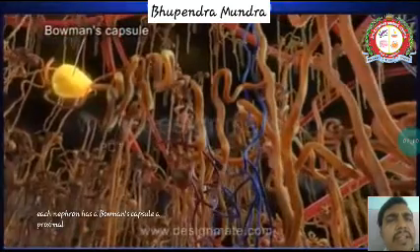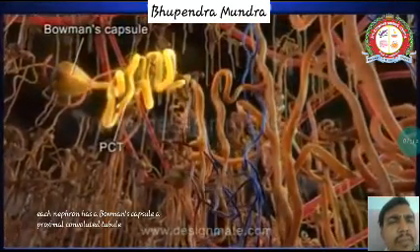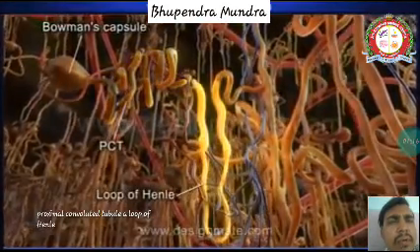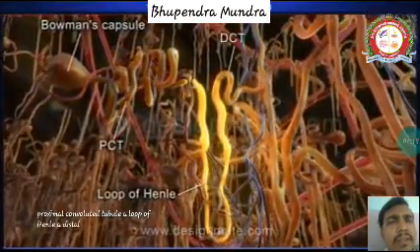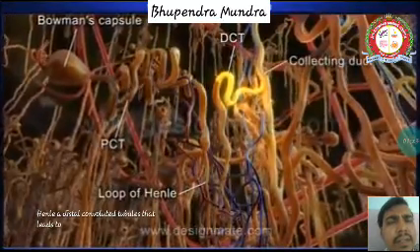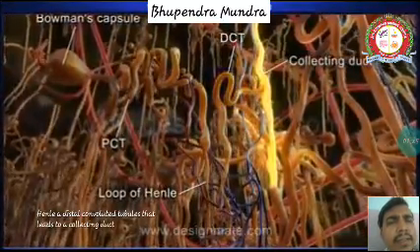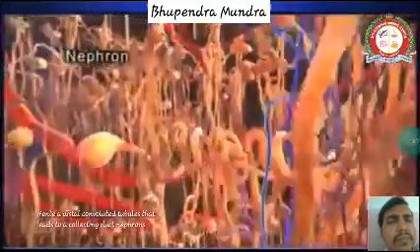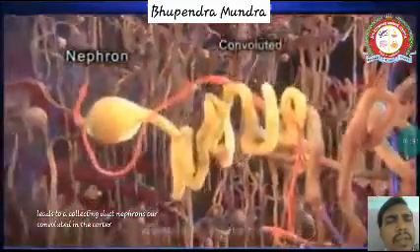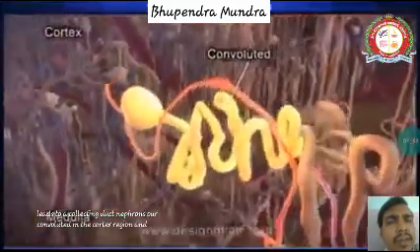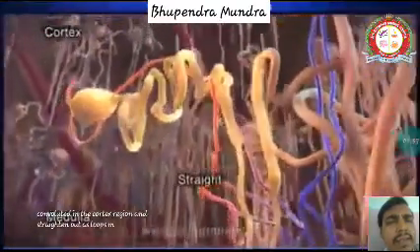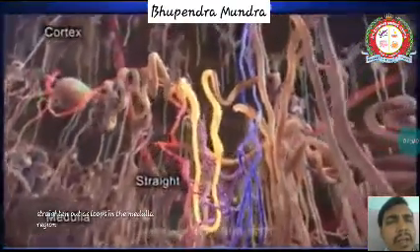Each nephron has a Bowman's capsule, a proximal convoluted tubule, a loop of Henle, and a distal convoluted tubule that leads to a collecting duct. Nephrons are convoluted in the cortex region and straighten out as loops in the medulla region.